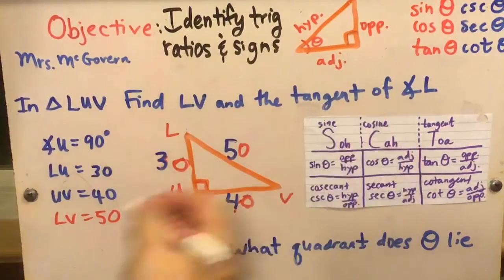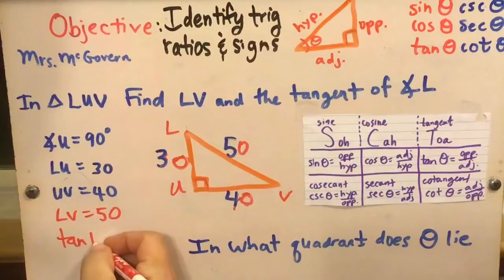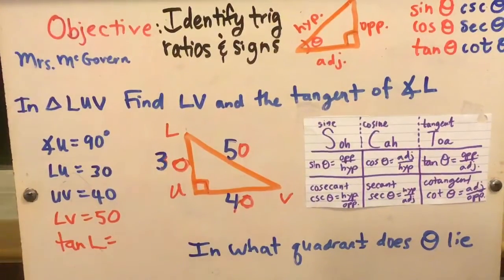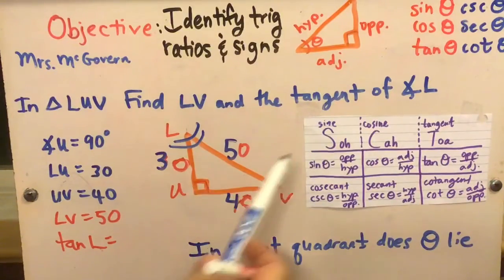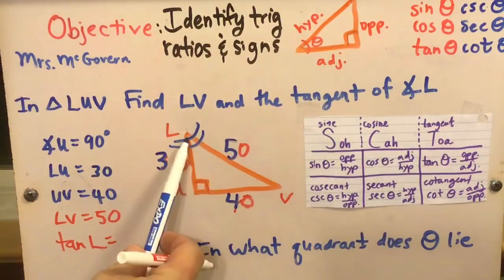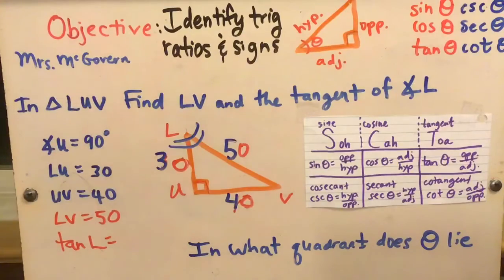The tangent of L. So now this one, you would say tangent of angle L. So if you look at L, L is actually up here. So tangent, TOA, opposite over adjacent. So opposite of L over adjacent.